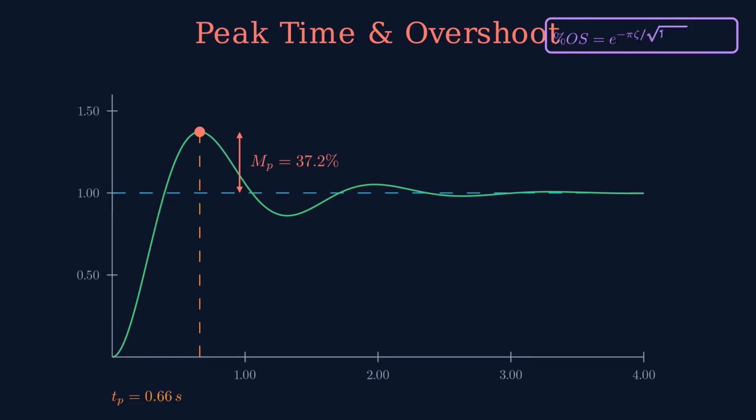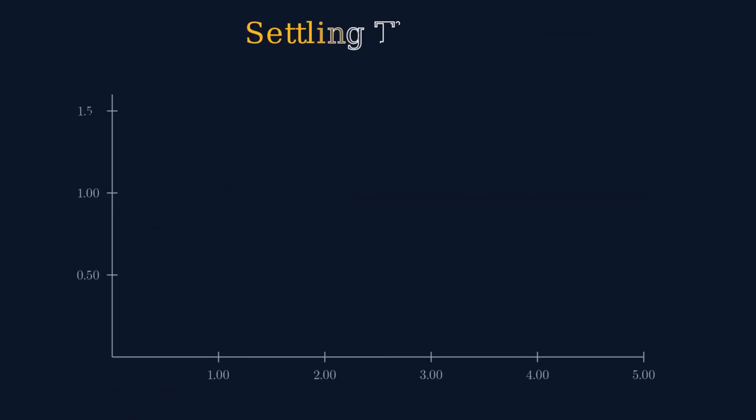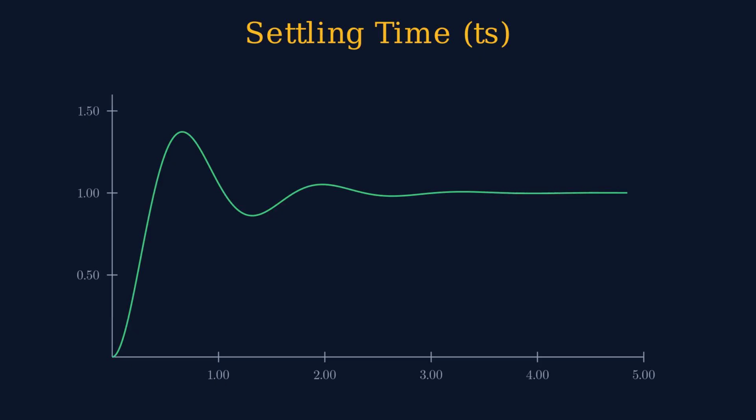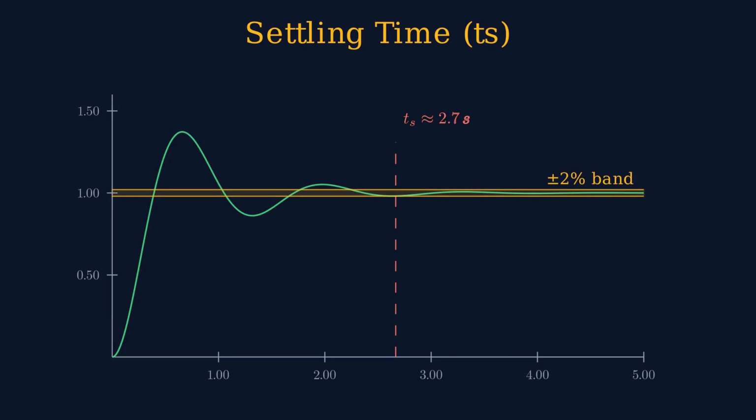The formula for percent overshoot is e to the negative pi zeta over the square root of 1 minus zeta squared, times 100. Settling time, TS, is the time for the response to stay within a band around the final value. We typically use a 2% or 5% band. Once the oscillations decay enough to stay inside this band, the system has settled. The formula is approximately 4 divided by zeta times omega n for the 2% criterion.